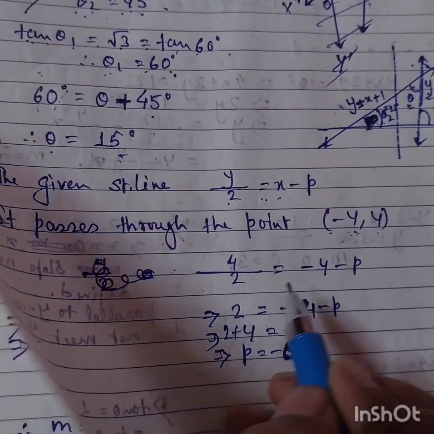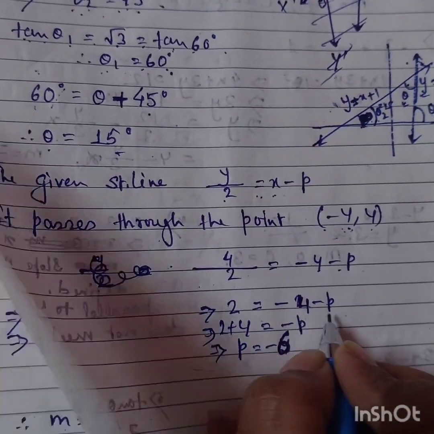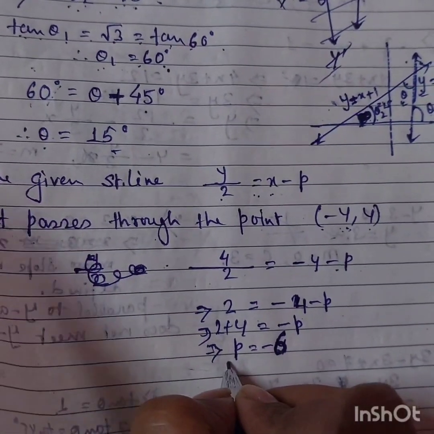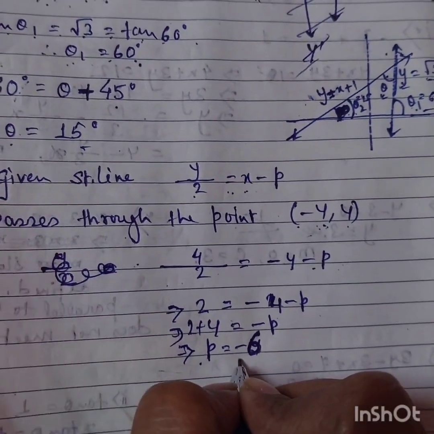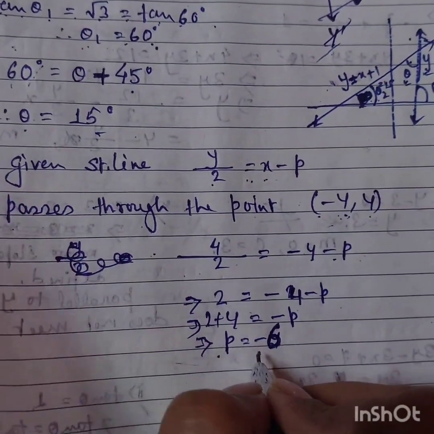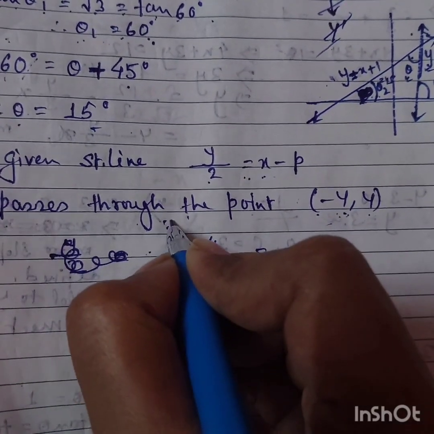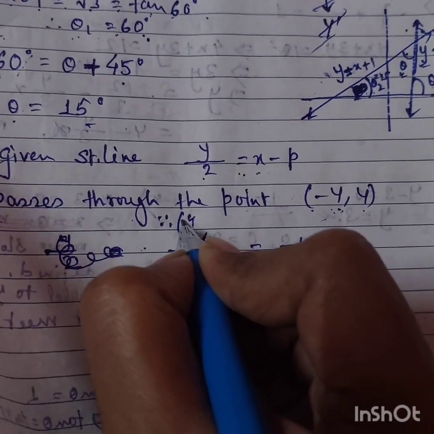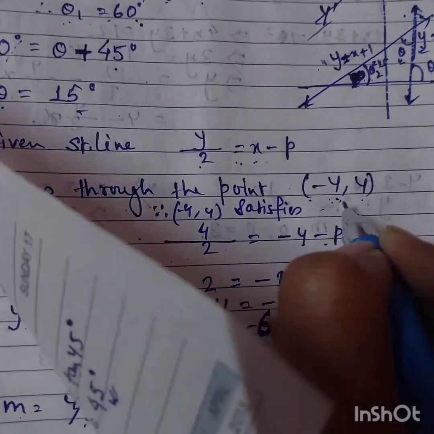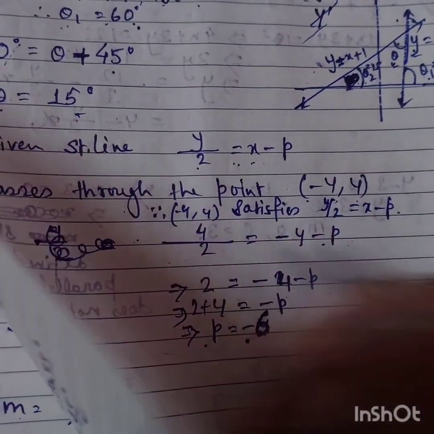That means 4 by 2 is equal to minus 4 minus p. That means 2 is equal to minus 4 minus p. That means 2 plus 4 is equal to minus p. That means p is equal to minus 6. Okay, hope it is clear to you. You can write since or therefore minus 4, 4 satisfies y by 2 is equal to x minus p.